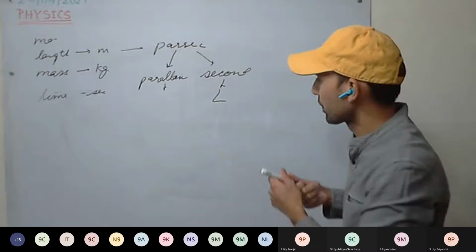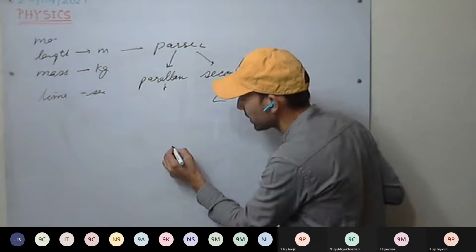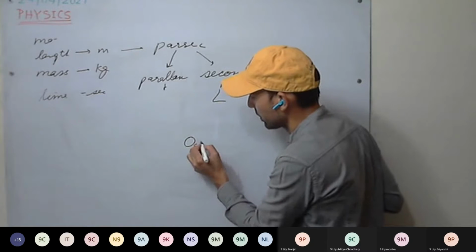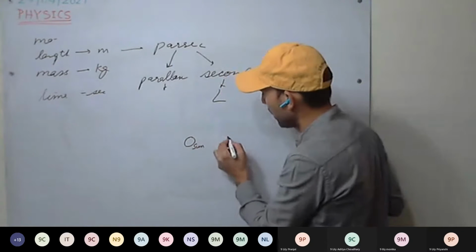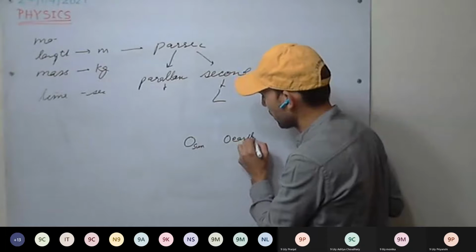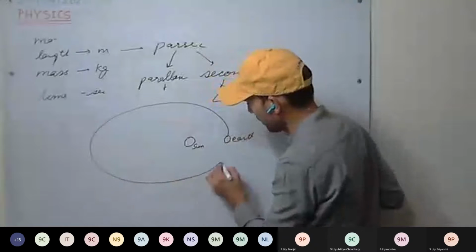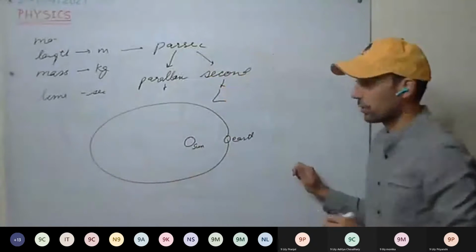So see here, we have a sun, and we have the earth. The earth is revolving in this orbit.